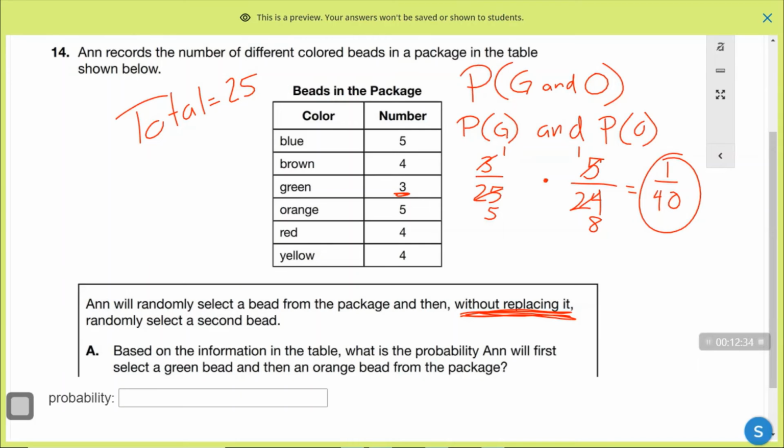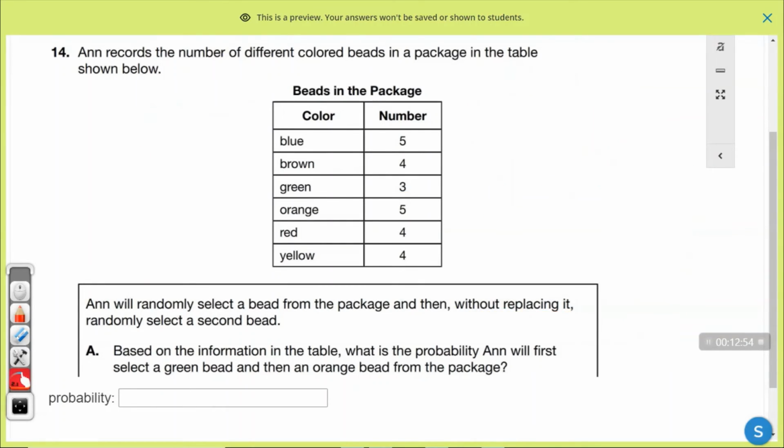If you were to divide that to get your percent, you could see that the probability would be 0.025 as a decimal, or 2.5%. You could also say 2.5% if you were looking at the probability there. All those probabilities would be acceptable here in this case. All right, let's take a look at our next part to this problem.